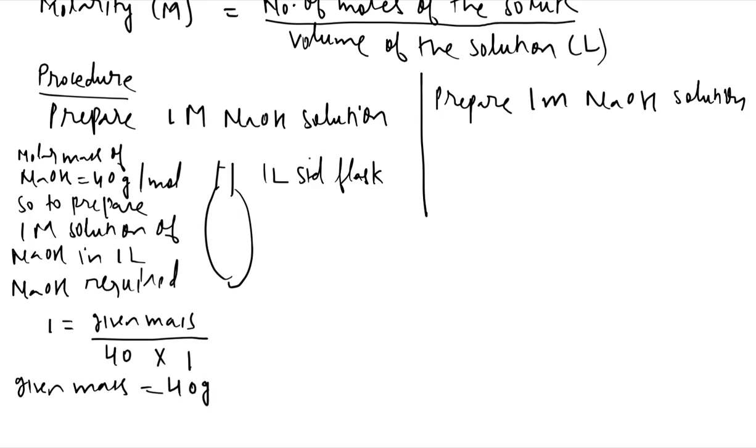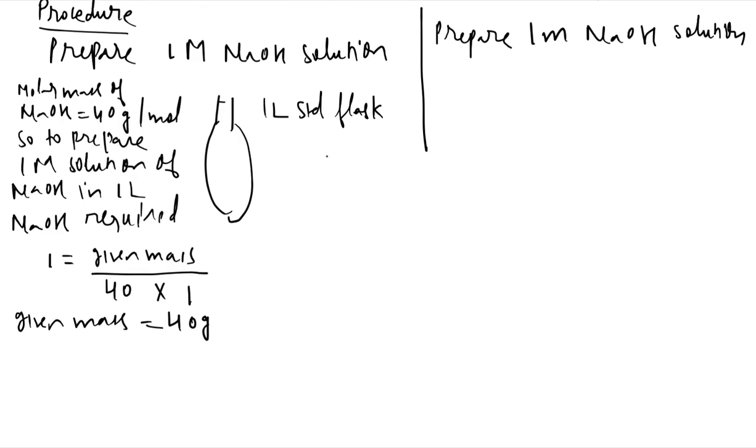That means to prepare a 1 molar solution of NaOH in 1 liter of solution, we have to add 40 grams of NaOH. Here NaOH is the solute and water is our solvent, and the combination of these two will be the solution. So the total volume needs to be 1 liter of solution.